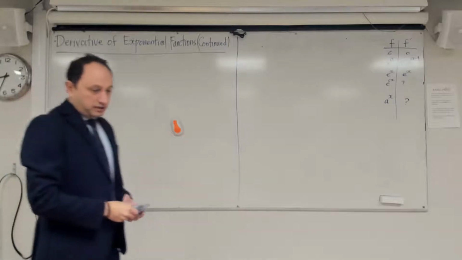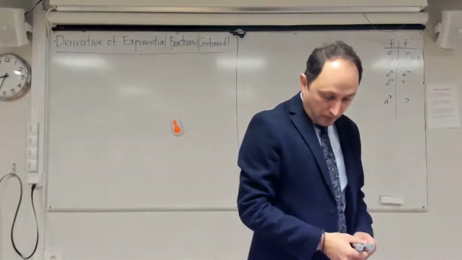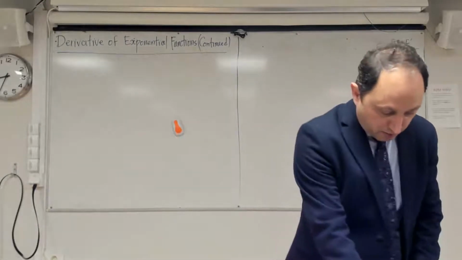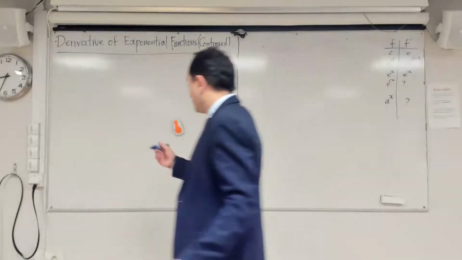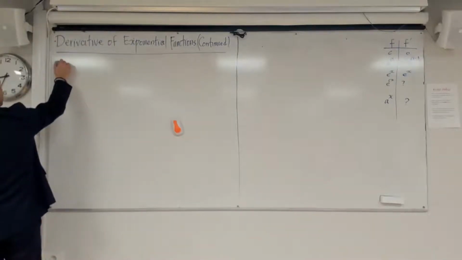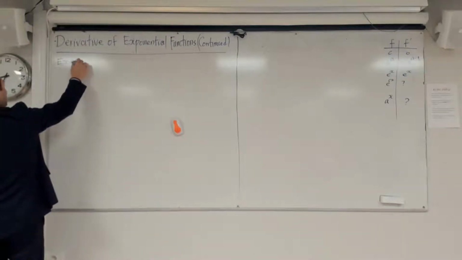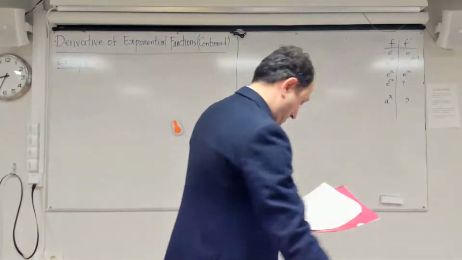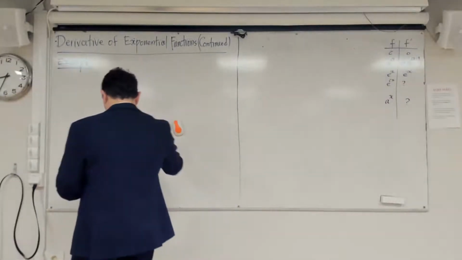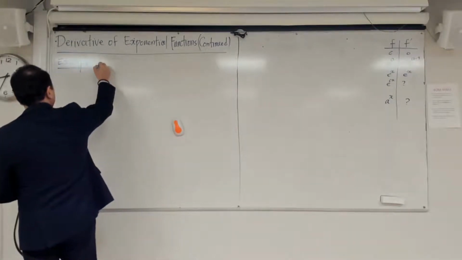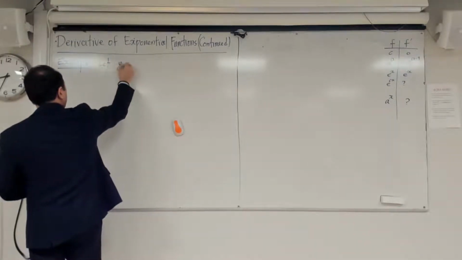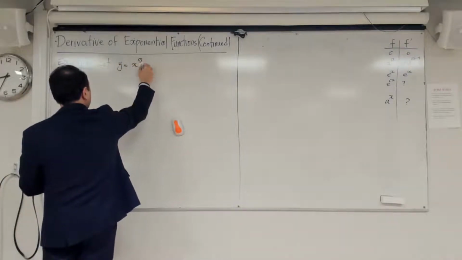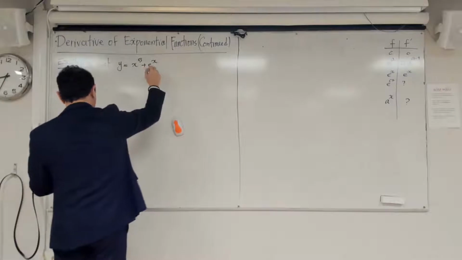Okay, but before that, let me refresh your memory by writing an example, and then we continue, okay? So again, example. Let y be equal to x to the power of 5 plus e to the power x minus 12.